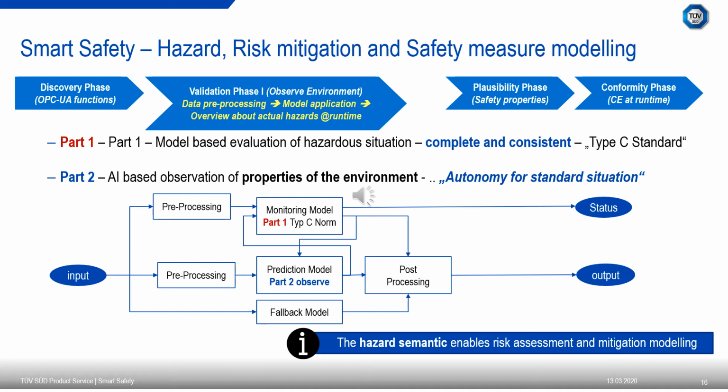The AI-based part, the observation of the properties, is a kind of autonomy for standard situation. We expect certain situation and then we can react. For unexpected situation, we fall back in our classical functional safety and we stop anything. You see that the dependency between the prediction model and the complete model is a little bit more complicated than I have shown in the slides, because we have, of course, continuously updating and learning. And as we have seen that safety measures, even out of the fallback model, could be critical. The post-processing is also an intelligent process.